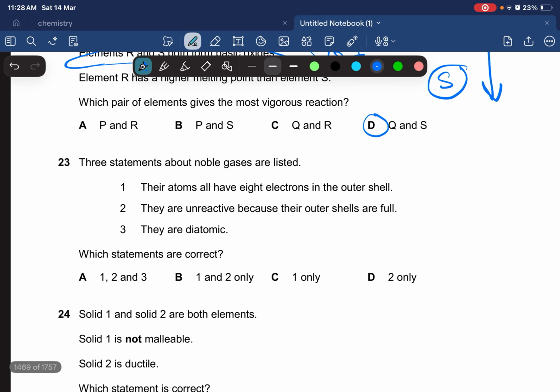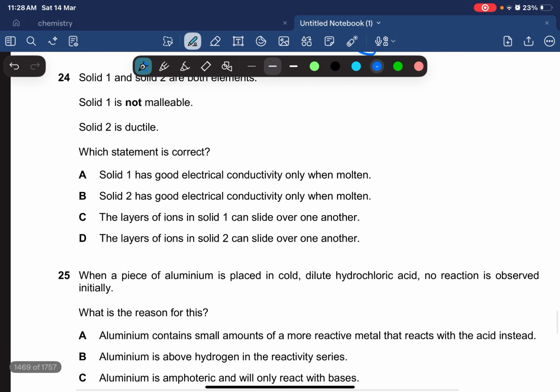Three statements about noble gases are listed. Their atoms all have 8 electrons in the outer shell? No, helium does not have 8 electrons. They are unreactive because the outer shell is full. They are diatomic? No, they're monatomic. So 2 only. Makes sense?